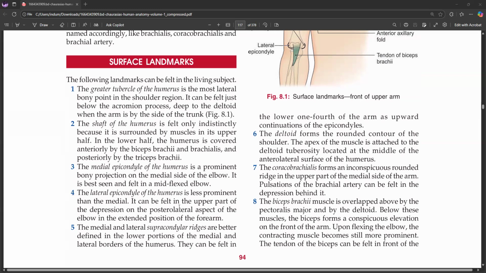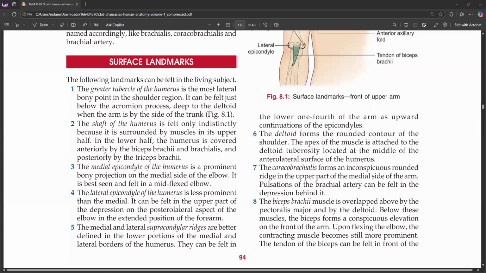Number 2. The shaft of the humerus is felt only indistinctly because it is surrounded by muscles in its upper half. In the lower half, the humerus is covered anteriorly by the biceps brachii and brachialis and posteriorly by the triceps brachii. Number 3. The medial epicondyle of the humerus is a prominent bony projection on the medial side of the elbow. It is best seen and felt in a mid-flexed elbow.